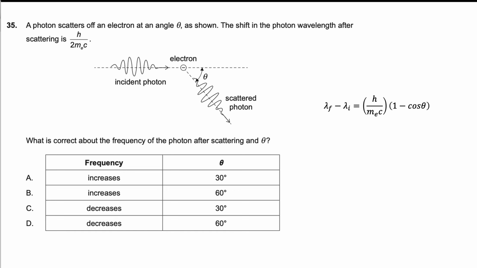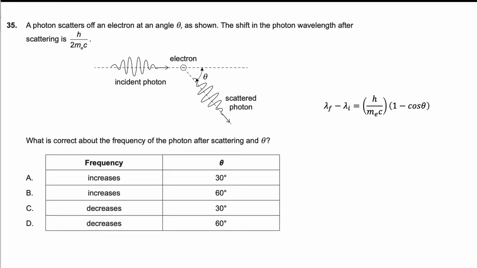Now, it's important to check here that in the question we're being asked about the frequency. Whatever the wavelength is doing, the frequency is going to do the opposite. That comes from our inverse proportional relationship. If one goes up, the other one has to go down in order to maintain a constant speed of light.